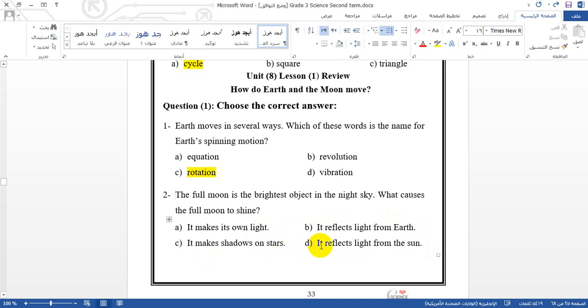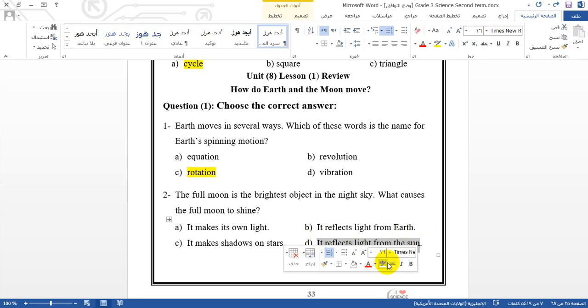Because it reflects light from the sun. Because the moon always reflects the light from the sun. For that reason we call it what? We will select this one as the correct answer. Okay guys, letter D. The full moon is the brightest object in the night sky. What causes the full moon to shine? Because it reflects light from the sun.